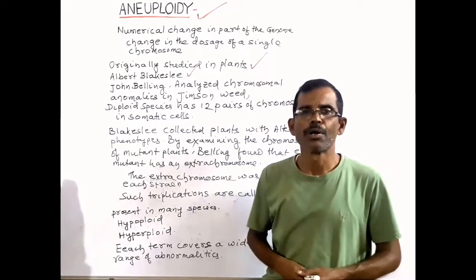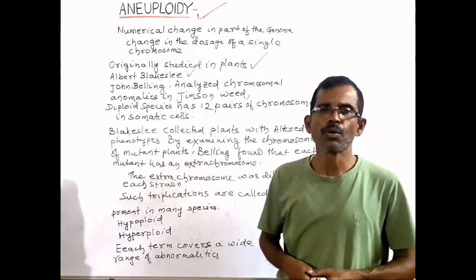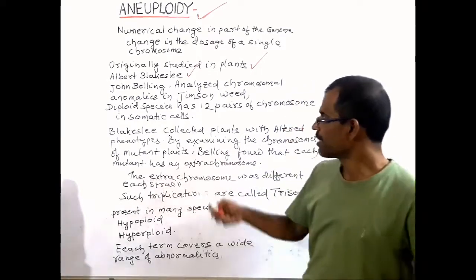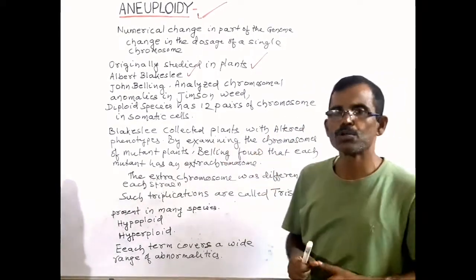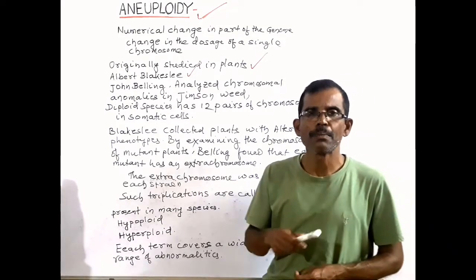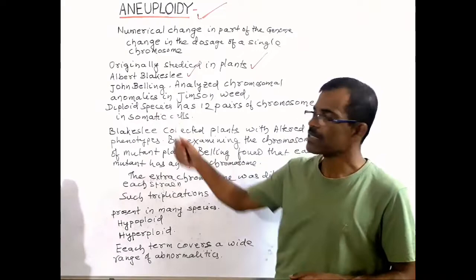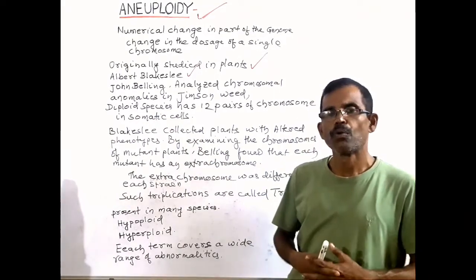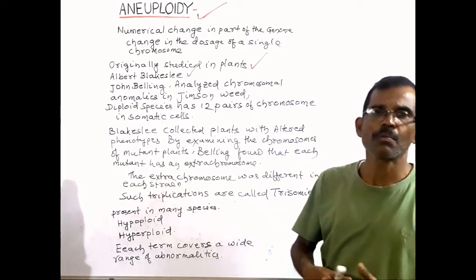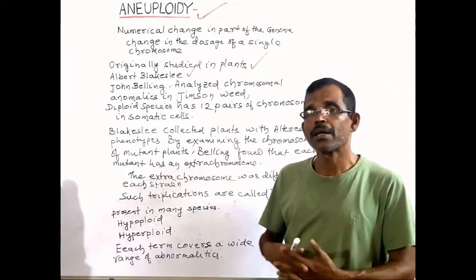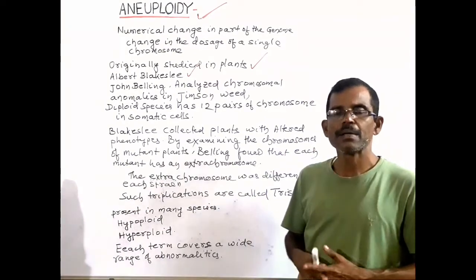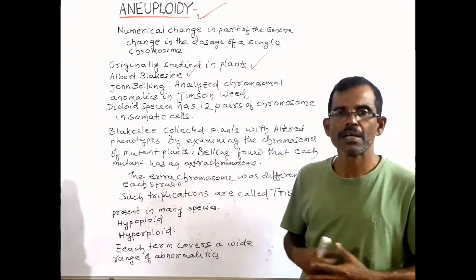Datura stramonium, which is commonly known as Jimson weed, is a diploid species. It has 12 pairs of chromosomes in its cells. Two scientists, Albert Blakeslee and John Belling, while studying the chromosomal anomalies in Datura stramonium, found a number of mutant phenotypes. Blakeslee collected plants with altered phenotypes.